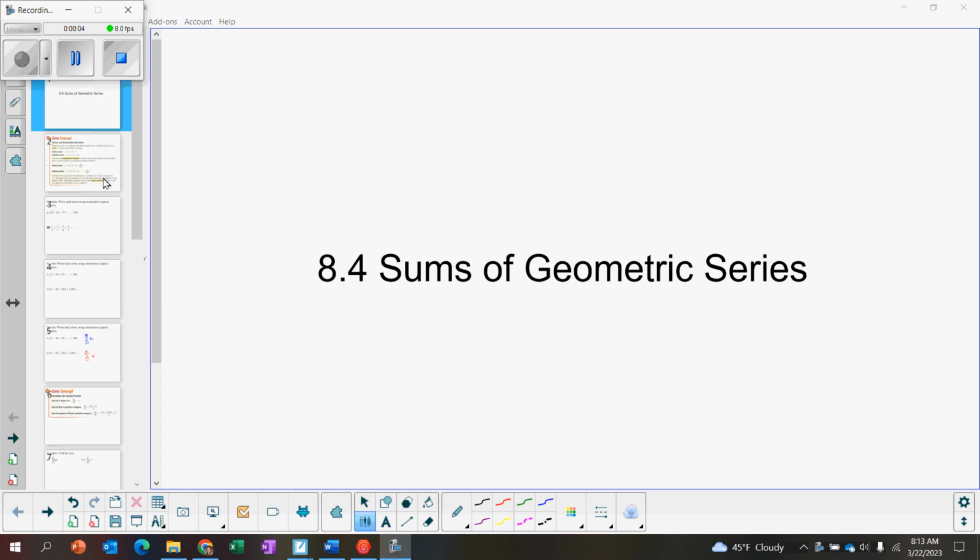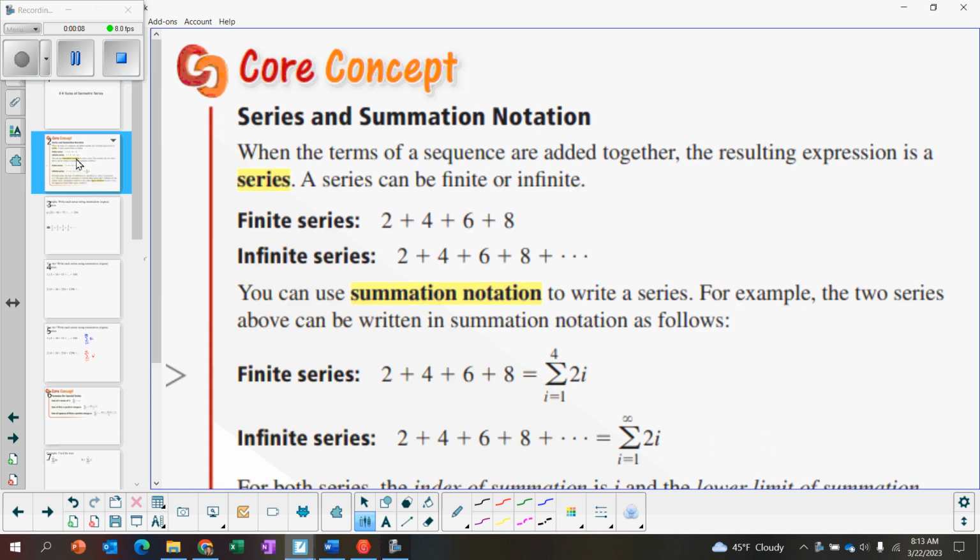This is section 8.4, sums of geometric series. So first we'll talk about series and summation notation, summation meaning sum. There are two different types of series: a finite series, which ends, and an infinite series, which keeps going forever, and we see that by the dot, dot, dot. We can write the sum of the series using summation notation.